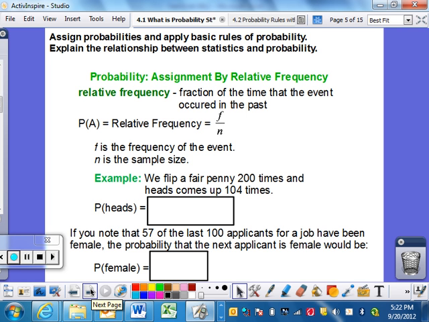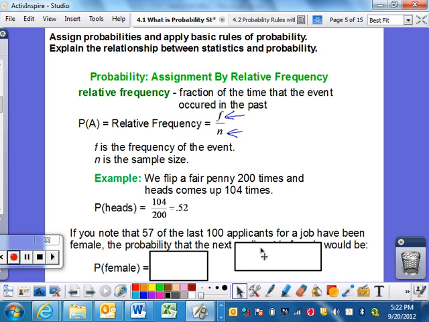Relative frequency. This has come up in histograms. It's the fraction of time an event occurred in the past. So relative frequency, we have calculated this many times. The frequency to the number of times we've tried it. So this isn't necessarily theoretical, this is experimenting, actually doing it. So if you flip a coin 200 times and heads comes up 104 times, your probability of getting a heads is not 50% like we theoretically think. It will be the 104 divided by the 200, which is 52%.